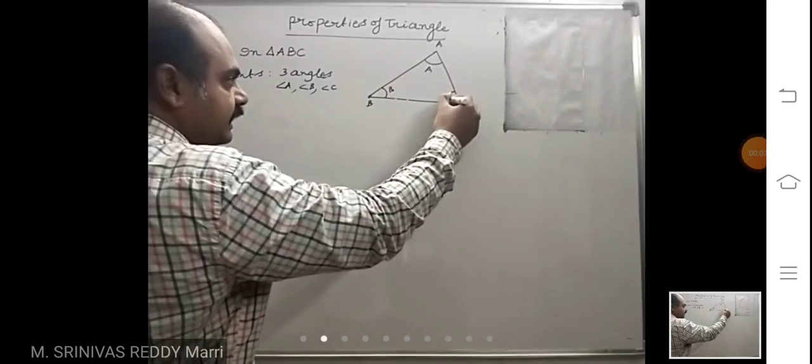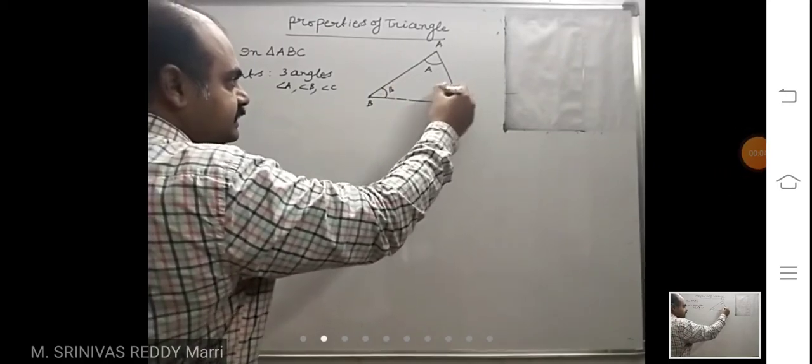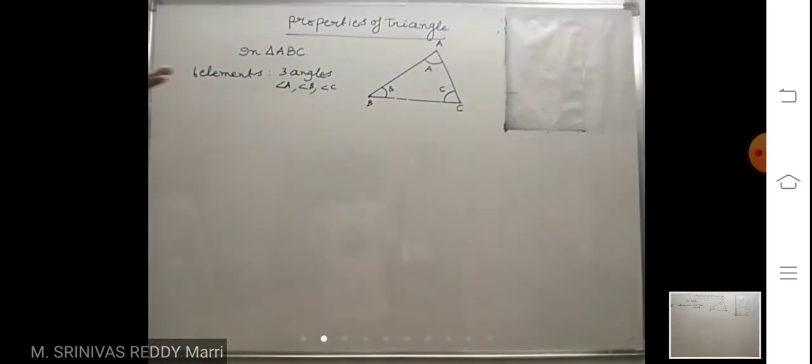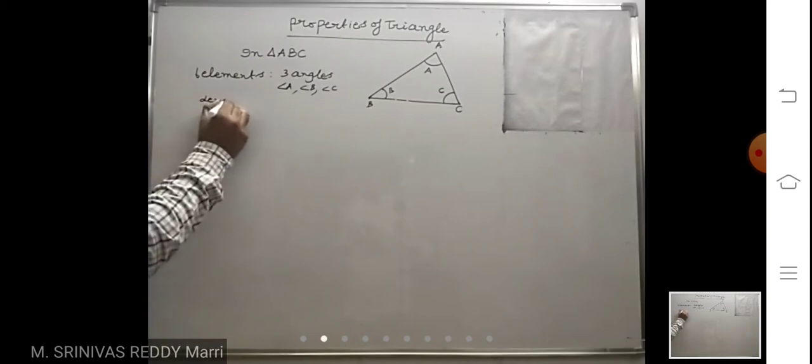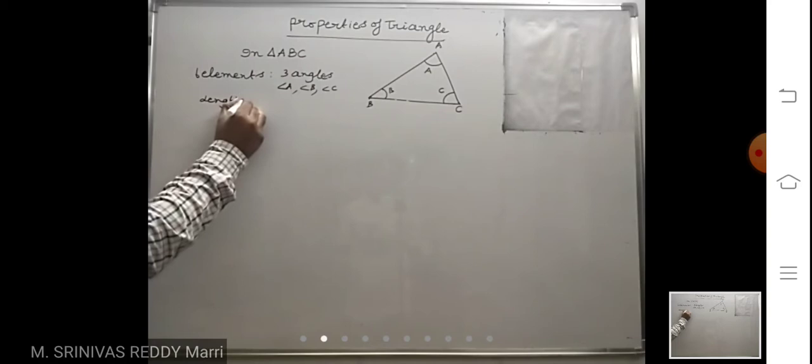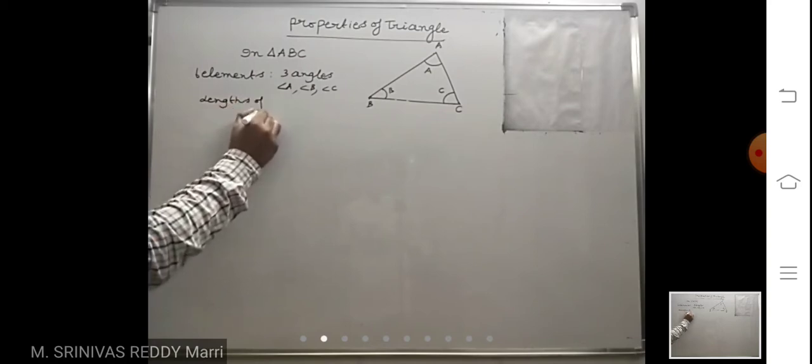This is called angle C. This angle BCA is called angle C. These are the three elements and sides, lengths of sides.